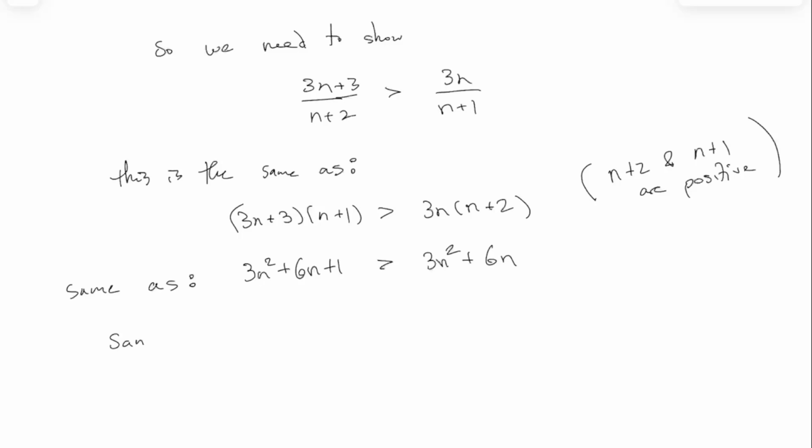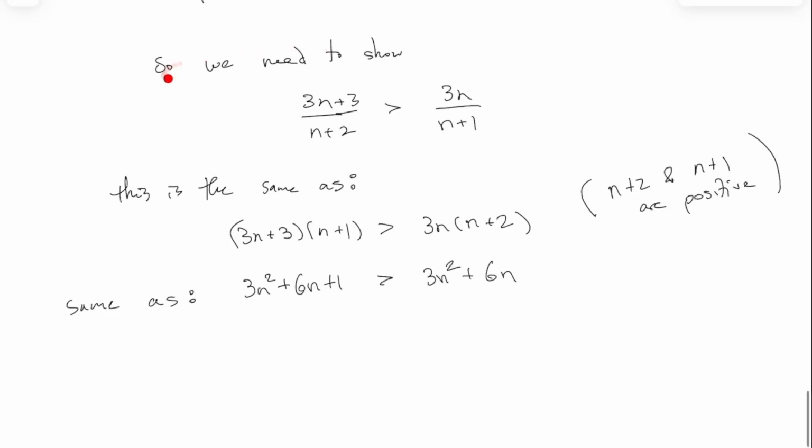This is the same as... remember, all of these same-ases are part of what we need to show, all right? So we need to show, I could even subtract the 3n squared from both sides and the 6n's. 1 greater than 0 is all that's left over, which is obvious. This is how the proof ends.